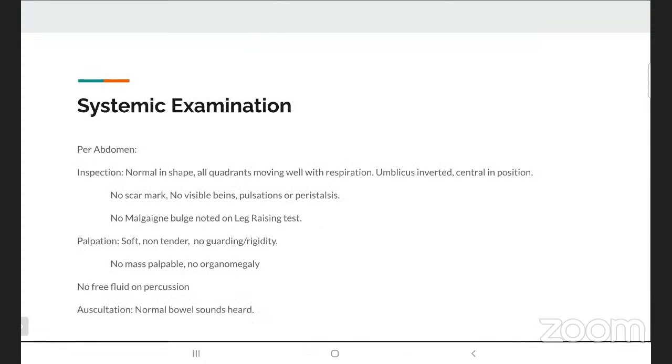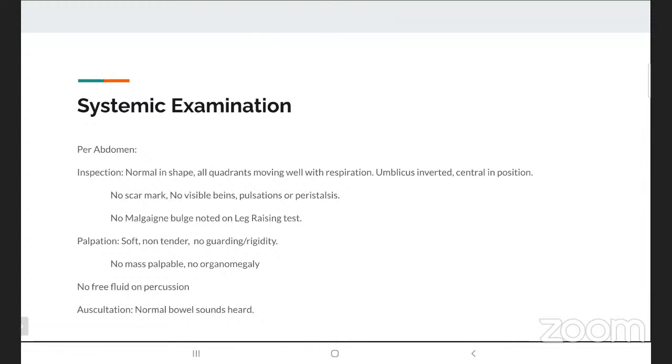On per abdomen examination, the abdomen was normal in shape. All quadrants moved equally with respiration. The umbilicus was central and inverted. There were no scar marks, no visible veins, pulsations, or peristalsis. No Malgaigne bulge was noted on leg raising test. On palpation, the abdomen was soft, non-tender, with no guarding or rigidity. There was no palpable mass and no organomegaly. There was no free fluid on percussion. On auscultation, normal bowel sounds were heard.